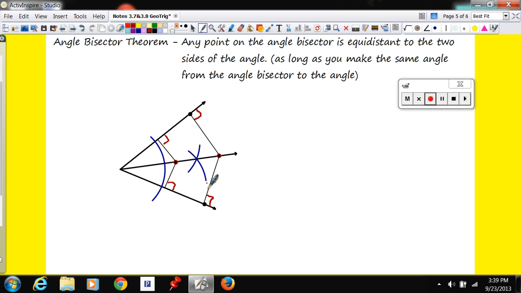That means this distance would be the same as this distance. This distance here would be the same as this here. So again, they're going to make congruent triangles. These little triangles in here are congruent to each other because of the SAS theorem or whatever theorem we use. So that's angle bisector. Any point on an angle bisector is equidistant to both sides of the triangle. Again, equidistant meaning equal distance.